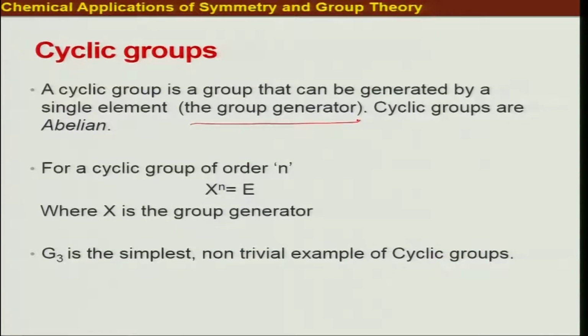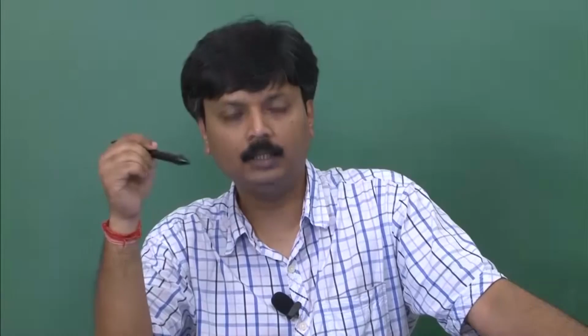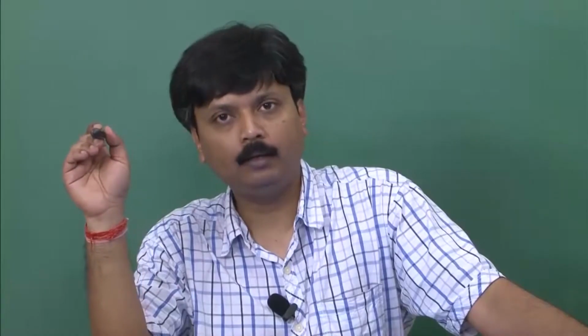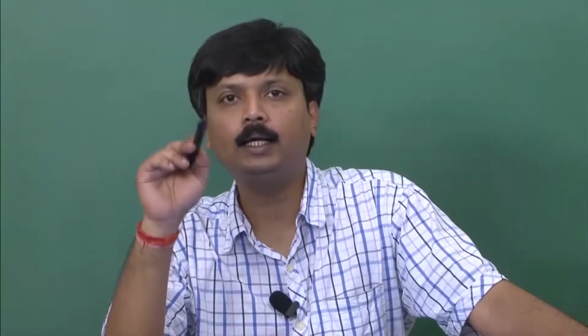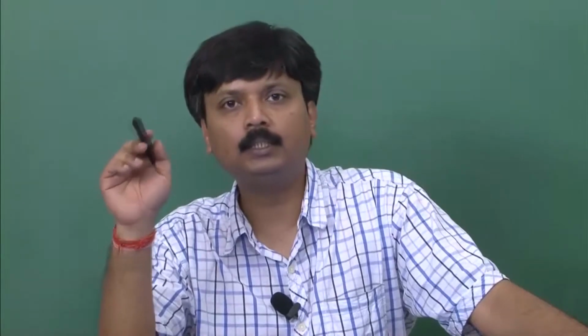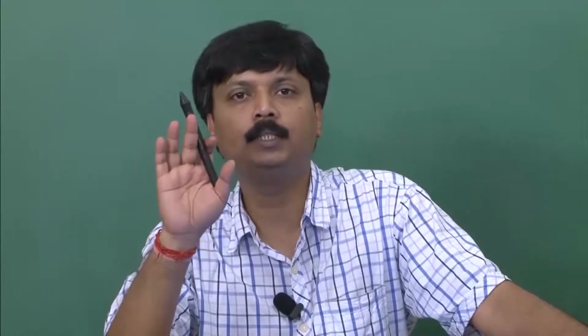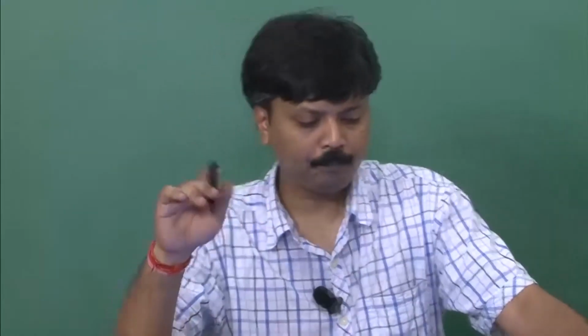Because you can easily figure this out, you have A, then A square, and then A cube. In this particular case of G3, A cube means E. So A4 means again A, A square, again A cube. So it's going around in a cycle, right? So it's only A, A square, and identity. These are the three elements, but this is a group itself, and this is specially called a cyclic group.